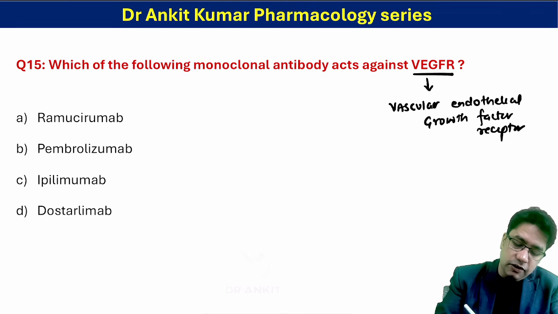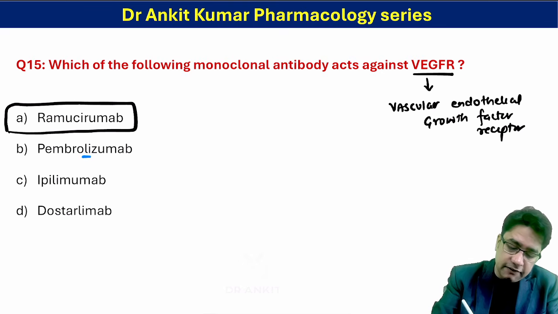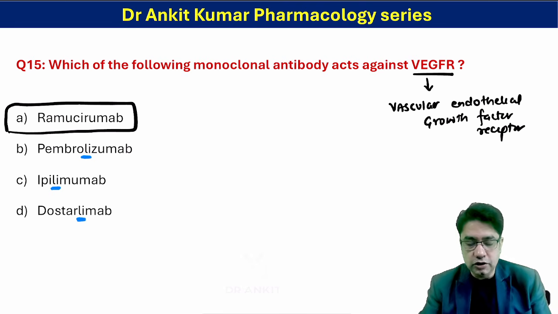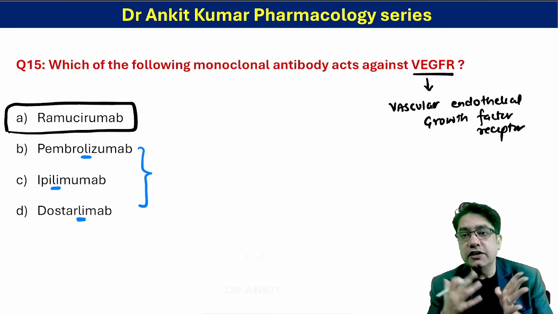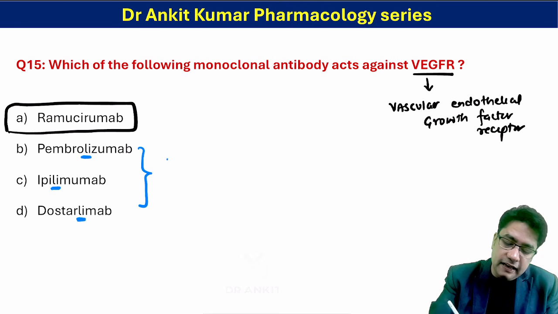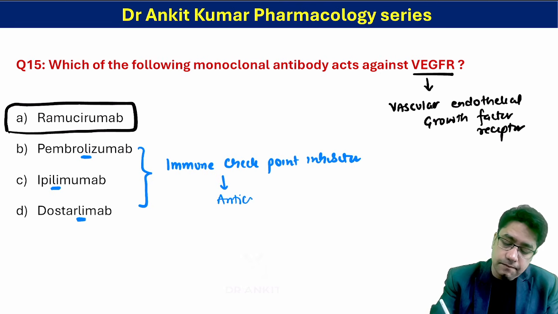The answer of this question is ramucirumab. Okay, ramucirumab. What about pembrolizumab? The "-limab" word is coming. Ipilimumab, "-limab" word is coming. And dostarlimab, "-limab" word is coming. These drugs modify or lower the immunity. So we can write they are immunity modifiers. We call these drugs immune checkpoint inhibitors. And we have discussed them many times. And these drugs are given as anti-cancer drugs.